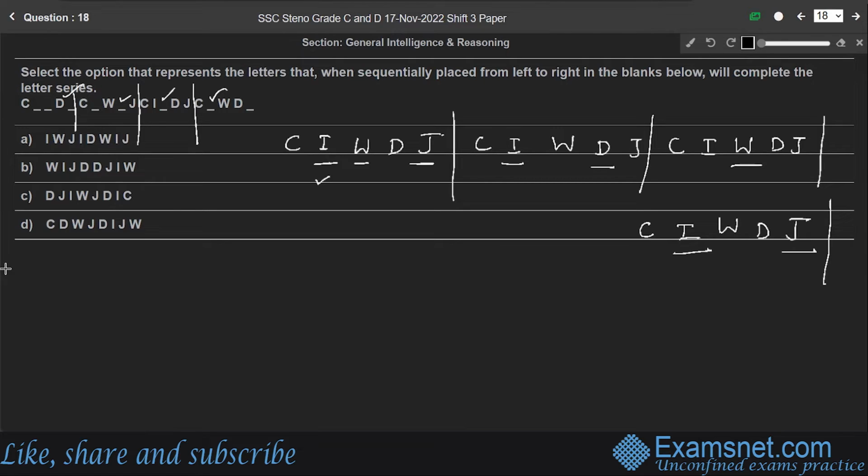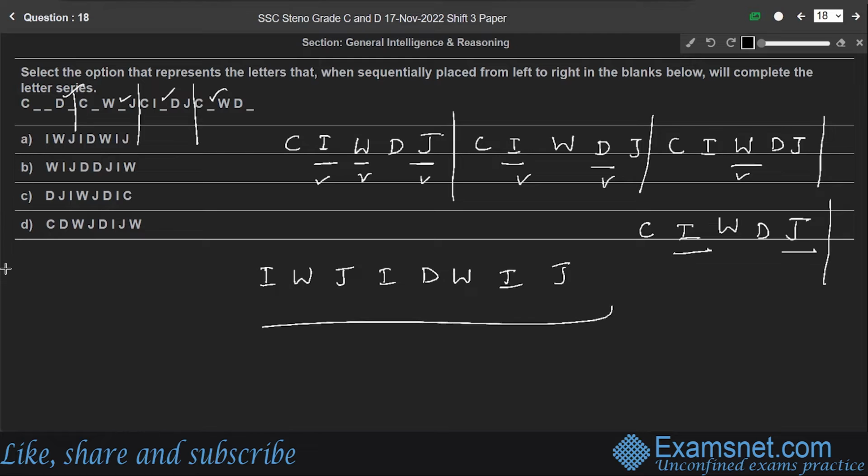Therefore, in the given blanks, the letters to be filled are I, W, then J, I, D, W, I, J. Look at option A, in which the letters are in the same order. Therefore, option A completes the given sequence. It will complete the letter series. Therefore, option A is the right answer.